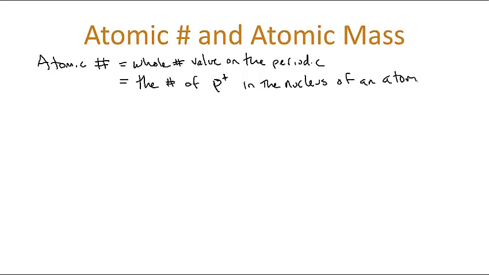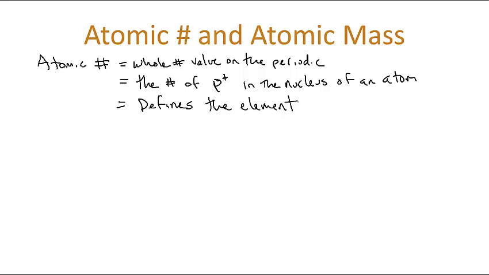And this number defines the element. So any atom in the entire universe that has one proton is hydrogen. Any atom in the universe that has two protons is helium. Any atom that has three protons is lithium, and so on and so on. So the number of protons defines the element.